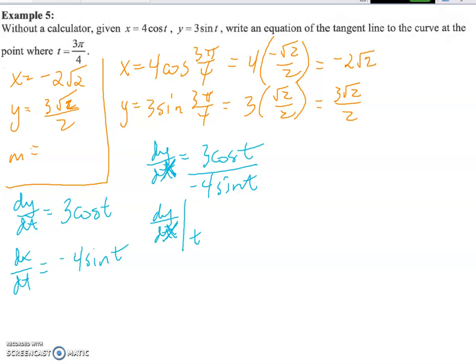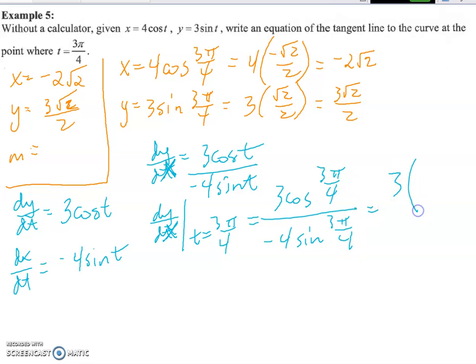So dy dx evaluated at t equaling 3 pi over 4 is going to be equal to 3 cosine of 3 pi over 4 divided by negative 4 sine of 3 pi over 4. So what we have is 3 times the negative square root of 2 over 2 divided by negative 4 times the positive square root of 2 over 2. My negatives cancel, my root 2's over 2 cancel, so we're just left with a slope of 3 over 4.